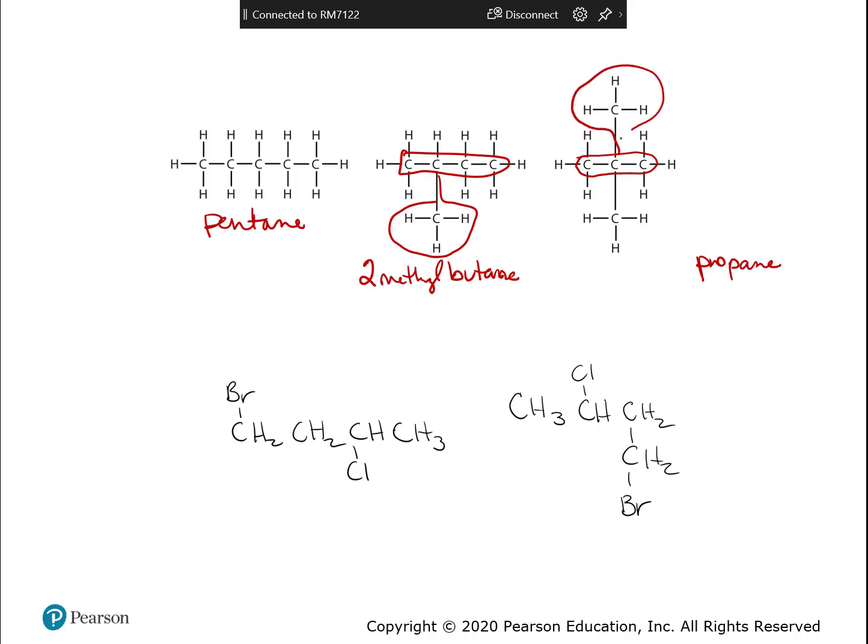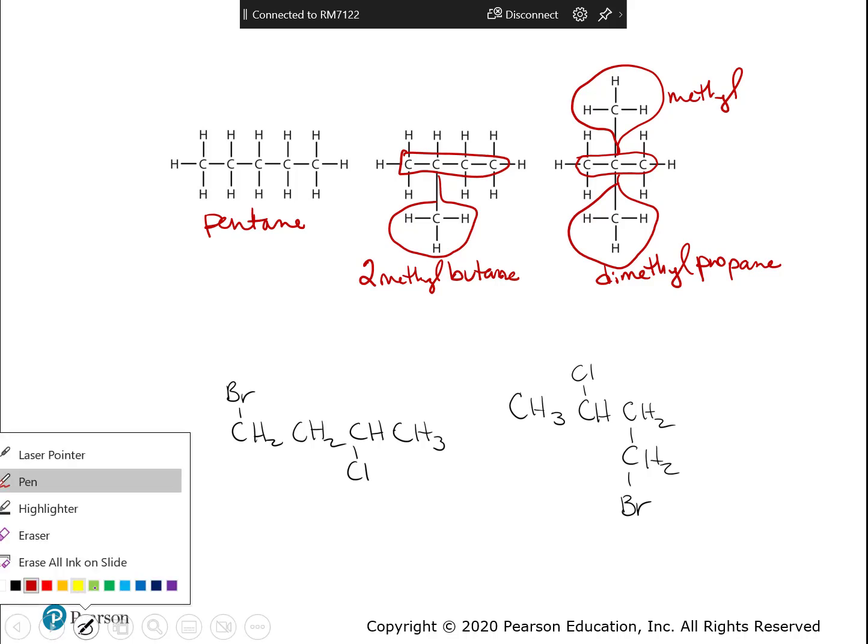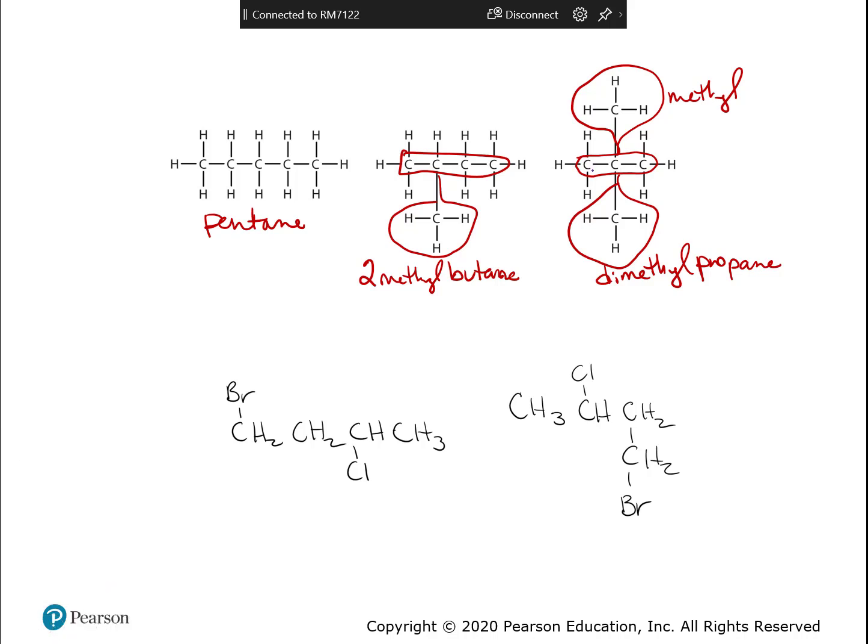This group coming up here is a methyl, and the group coming down, they're both methyls. So when we put them together, they're called dimethyl, and they're both on carbon number what of the propane? 1, 2, 3. So they'd be off of carbon 2.